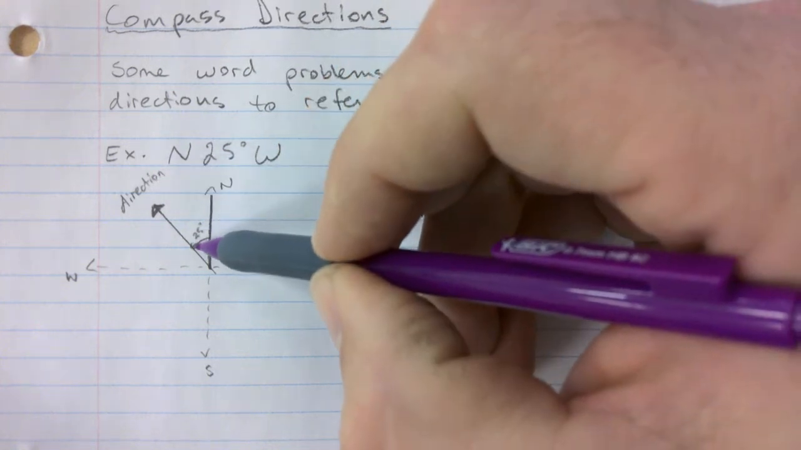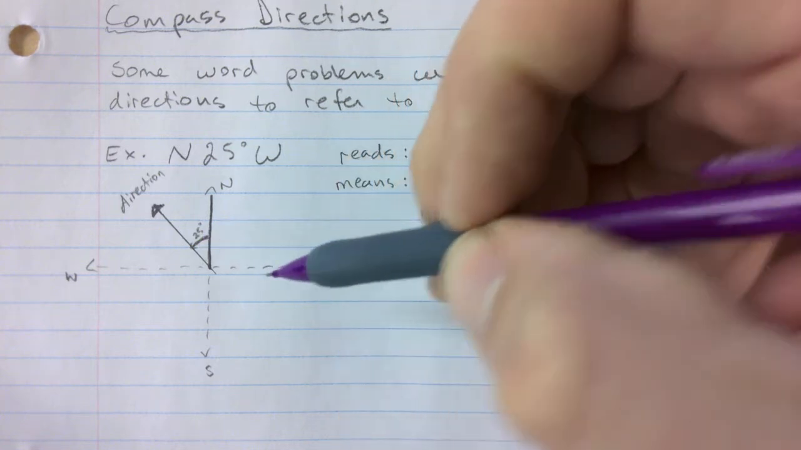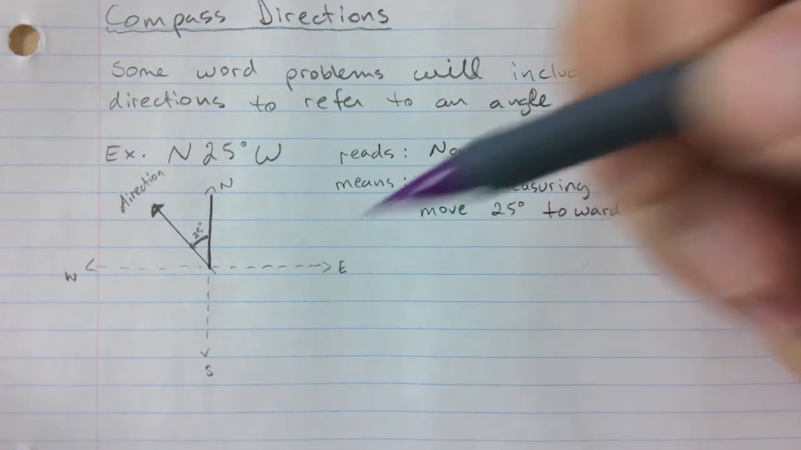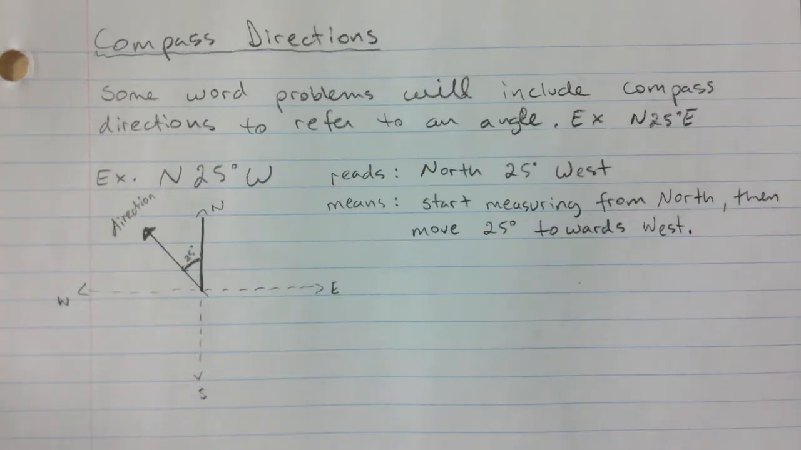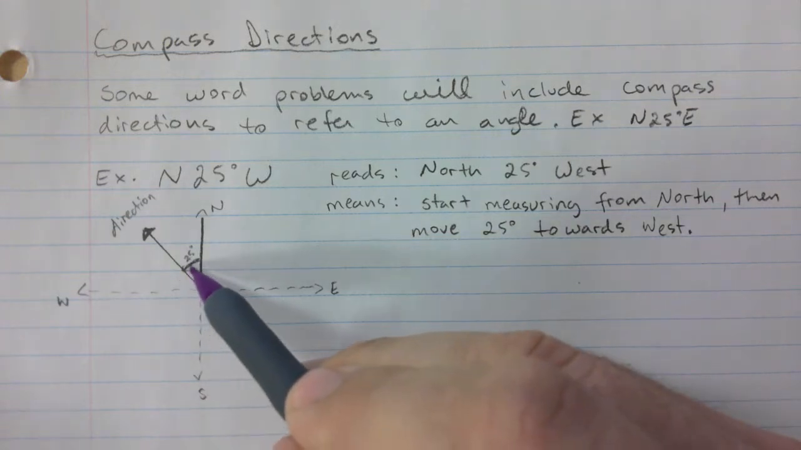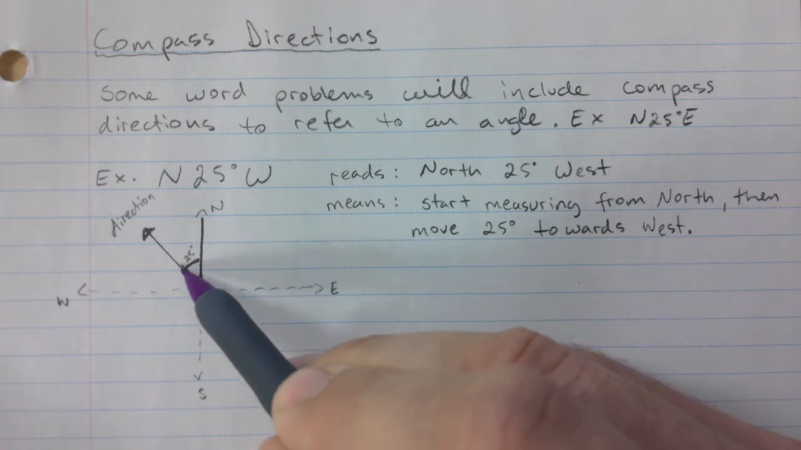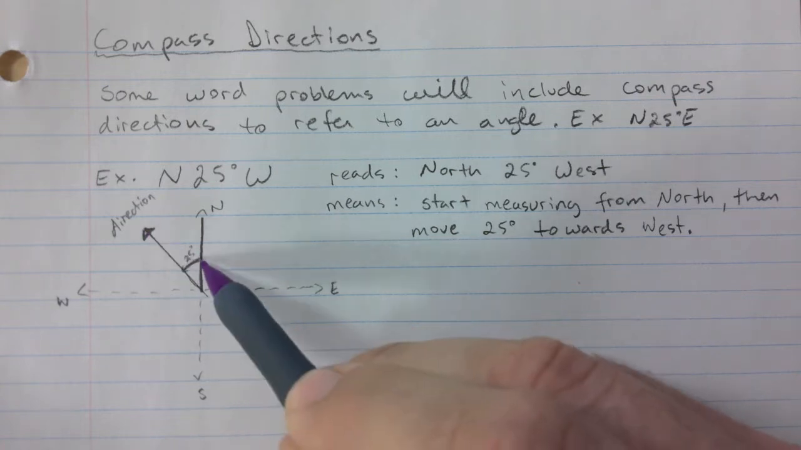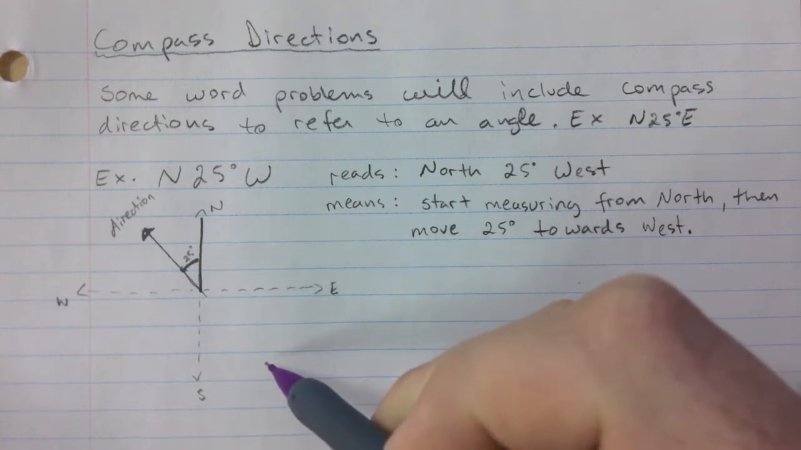But we will often stick with this angle because that angle will be part of the triangle that you will be getting once you put together that word problem and interpret it. So the angle is formed between the north line and the actual path that you're following, which is 25 degrees towards the west.